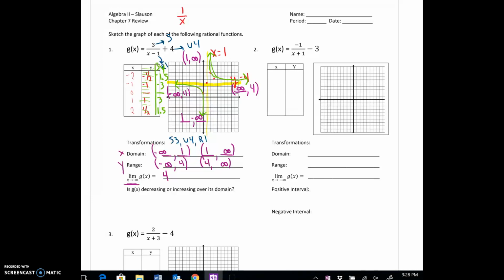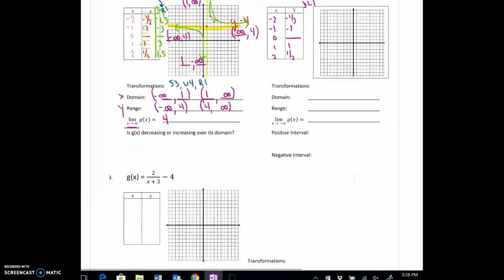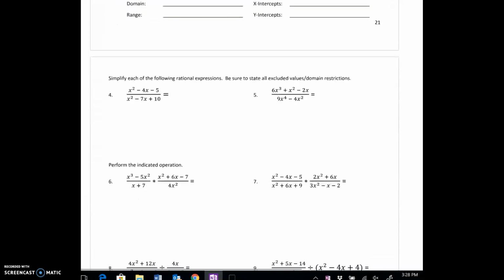So just a quick note, this would be a flip for the negative, this would be down 3, and this would be left 1. And again, your points to start out with are -2, -1, 0, 1, and 2, and your y values, -0.5, -1, nothing for 0, 1 and a half. Okay, so hopefully you get the other graphs. Again, just check the answers in the back, see how those look. And I'm going to go ahead and move on to the next section.